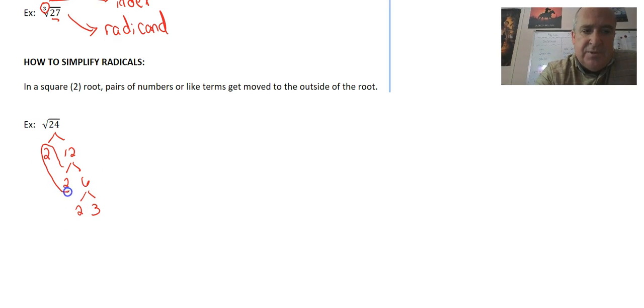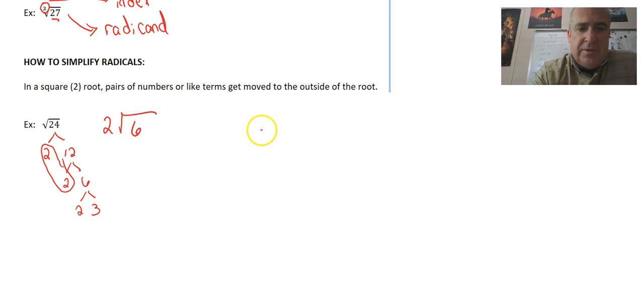Then I would go through and I would circle the pairs. So for example, we have a pair of 2s. That's the only pair. The circled pairs go on the outside. So we're going to have a 2 on the outside. And anything left over, the 2 and the 3, that goes on the inside. So 2 times 3 is 6. So you wind up getting 2 root 6. And that's the way you would simplify the square root of 24.